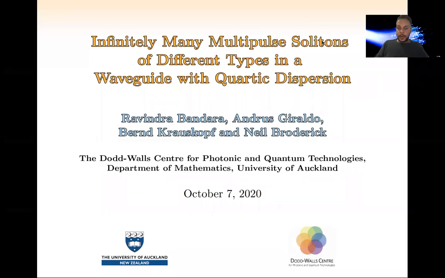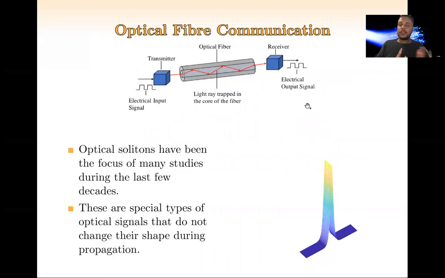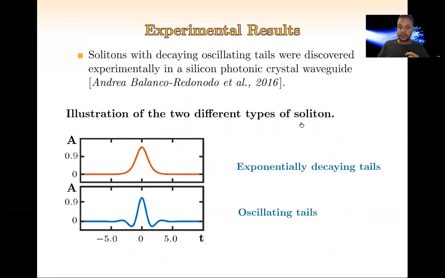Hi, I'm Ravindra Bandara from University of Auckland, and today I'm going to talk about infinitely many multipulse solitons of different types in a waveguide with quartic dispersion. Optical solitons have been the focus of many studies during the last few decades. In general, solitons exist due to the balance between the anomalous quadratic dispersion and Kerr nonlinearity.